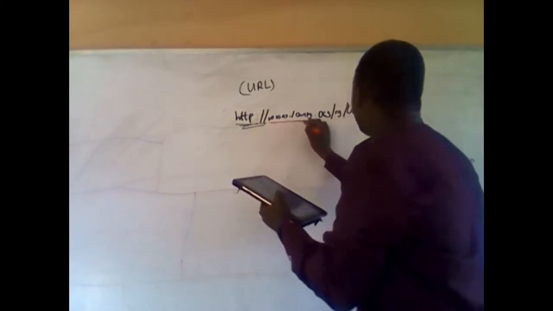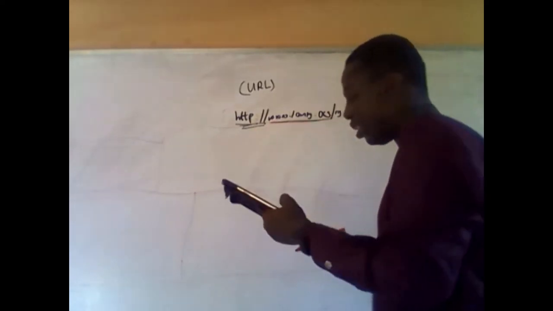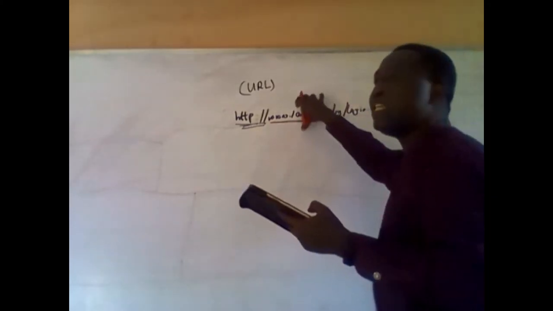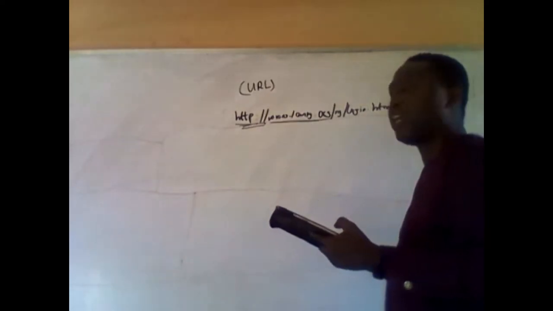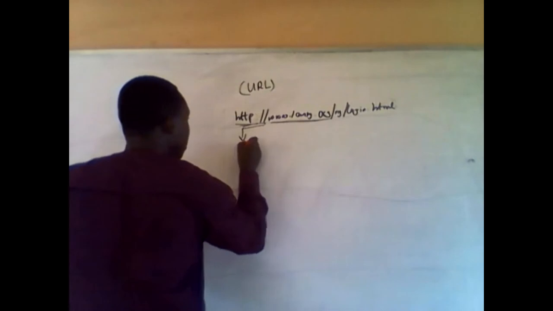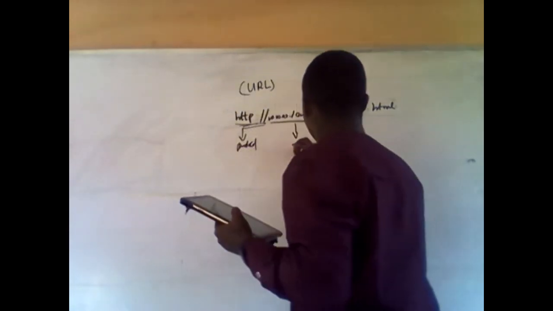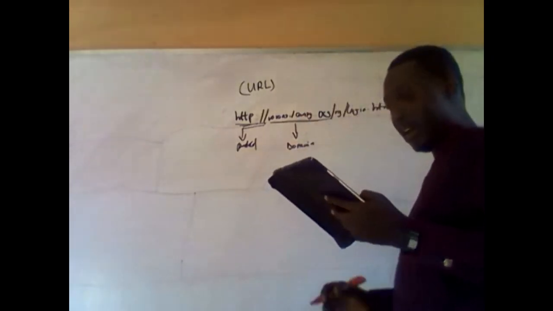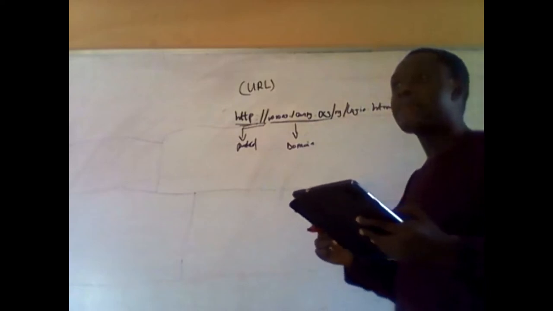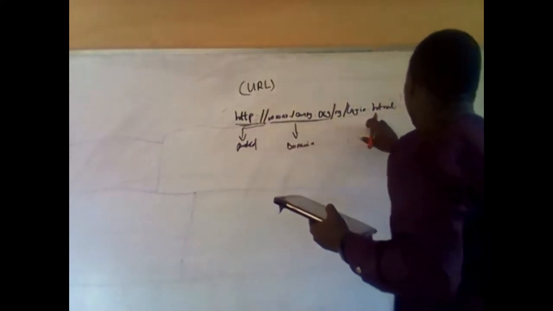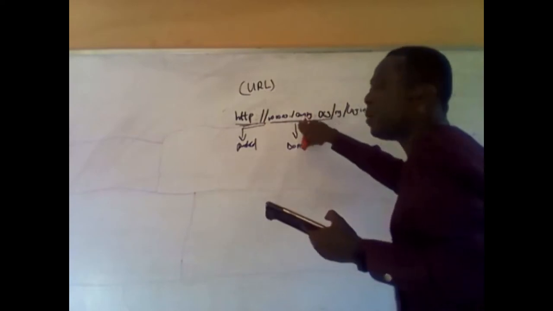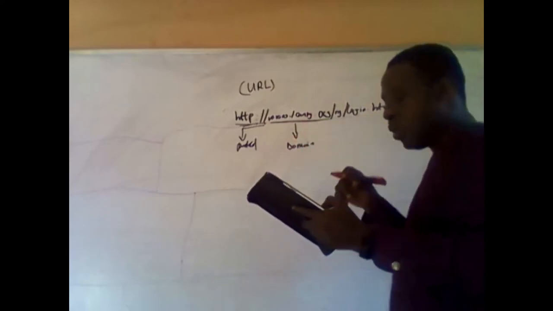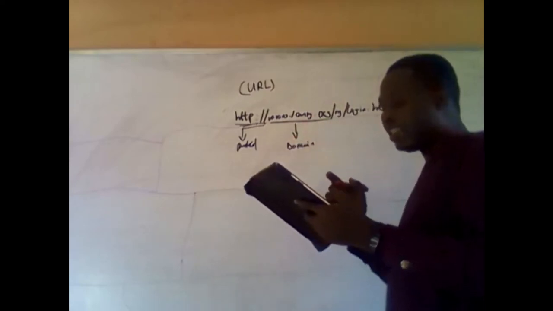Now, when we get to www.ican.org, what do you think this is? This is what we call the domain name. This is the protocol, and this is the domain name. This is the address, like a website. This is a particular page on a website. That's what a URL is. Do you understand?